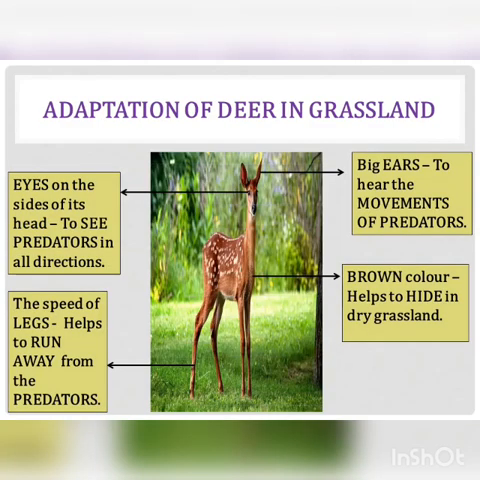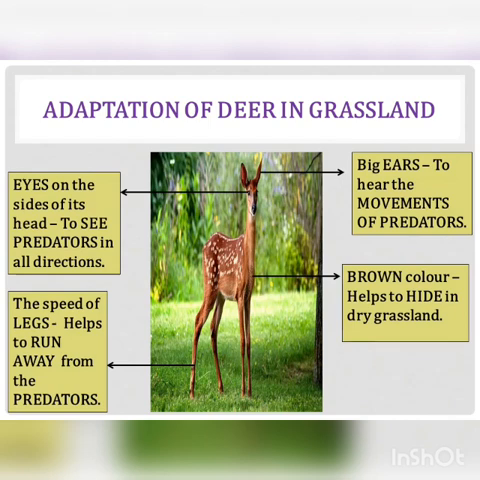The deer is a herbivorous animal which eats plant parts as food. The deer has eyes on the sides of its head which enable it to see in all directions. The deer has big ears for good hearing, which helps it to hear the movements of predators like the lion easily. The deer is a fast runner. The speed of the deer helps it to run away from the predators.